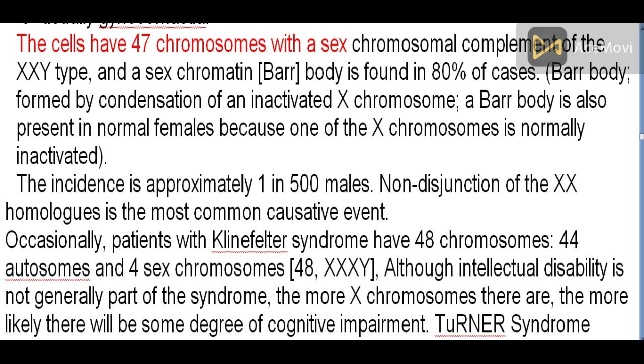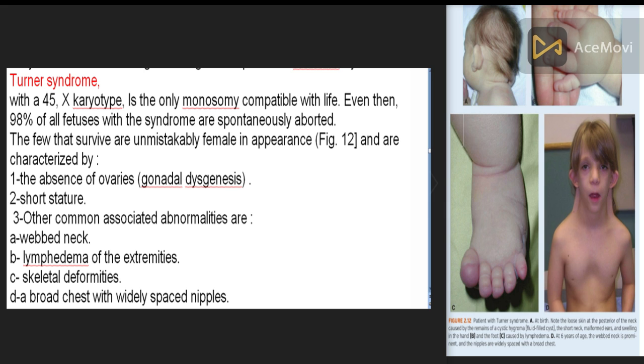Although intellectual disability is not generally part of the syndrome, the more X chromosomes there are, the more likely there will be some degree of cognitive impairment. Turner syndrome, with a 45, X karyotype, is the only monosomy compatible with life. Even then, 98% of all fetuses with the syndrome are spontaneously aborted.